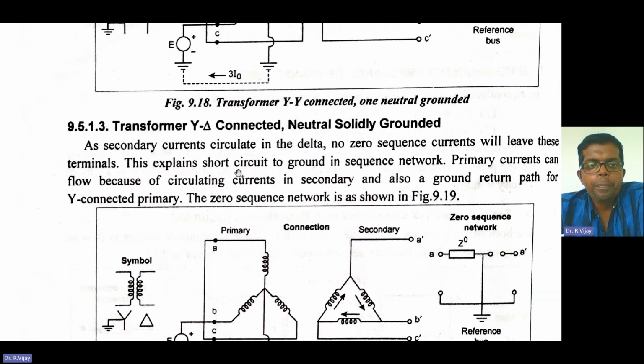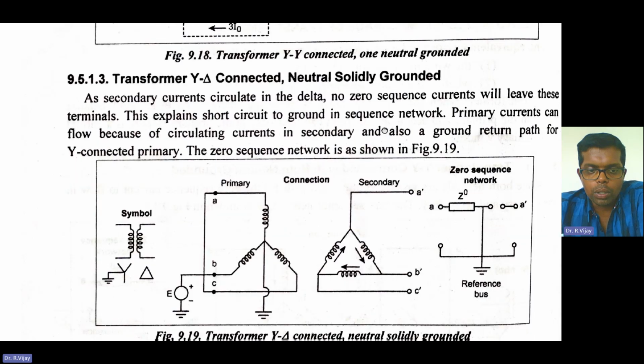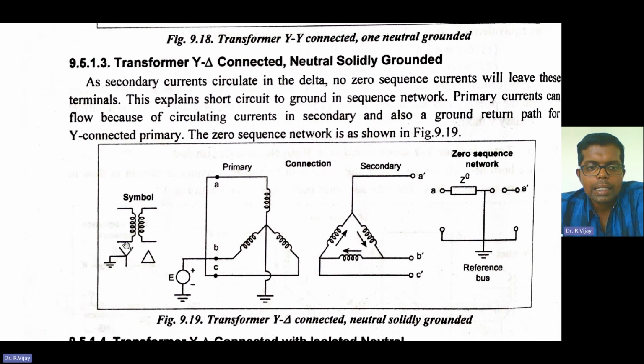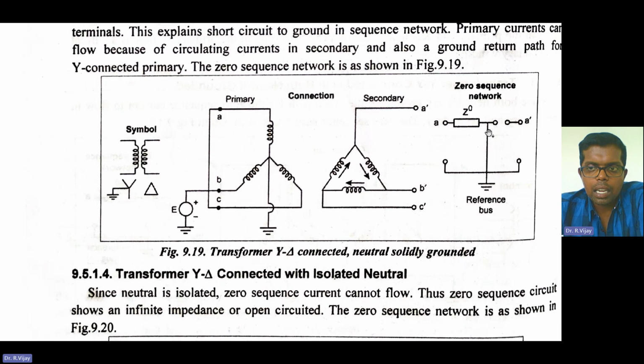Next, transformer star to delta connected, neutral solidly grounded. This is the star to delta, and the star is solidly grounded. Here you see the zero sequence network with the impedance. Since the star is grounded, for the delta you need to open. So you need to open, and here it is A dash. You need to remember that for delta it is open.